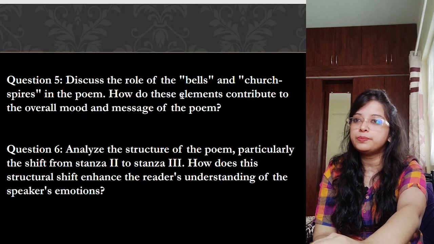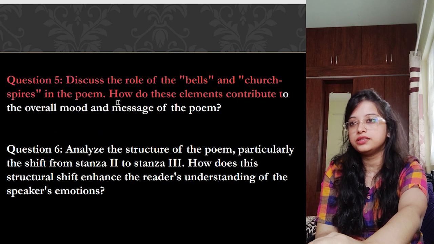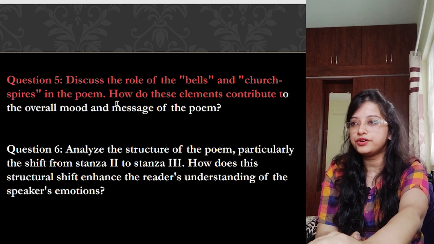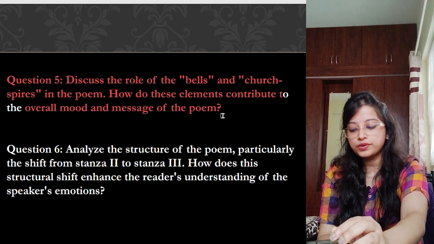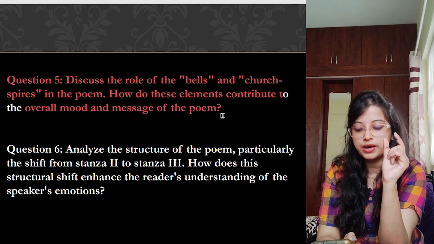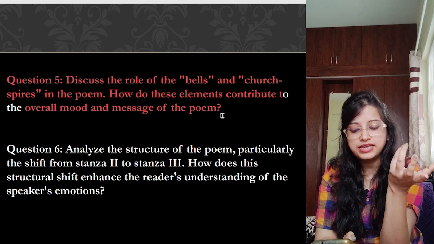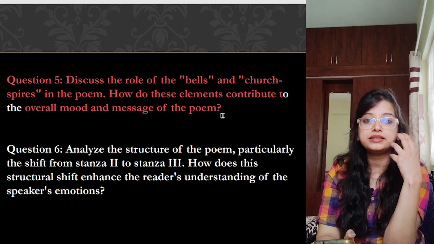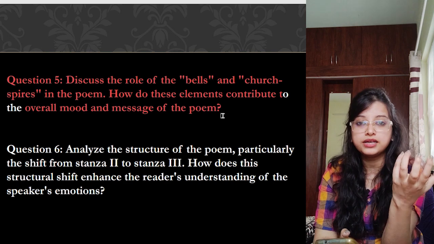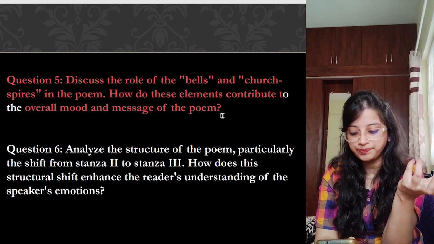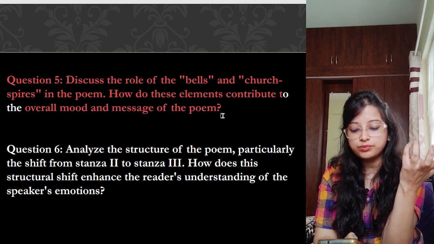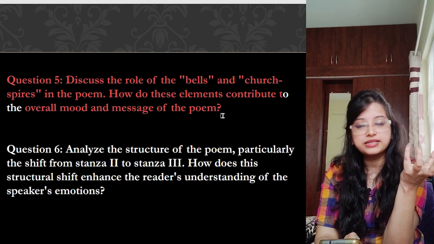Discuss the role of the bells and the church spires in the poem. How do these elements contribute to the overall mood and message of the poem? What are we supposed to write over here? The bells and the church spires. What does it symbolize? Very easy. It symbolizes the grandeur and the excitement that people felt when they heard that their patriot, that their leader, is coming in. So that talks about the celebration, the festive mood, in stanza 2.